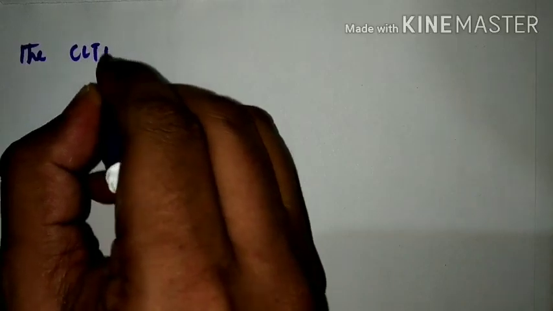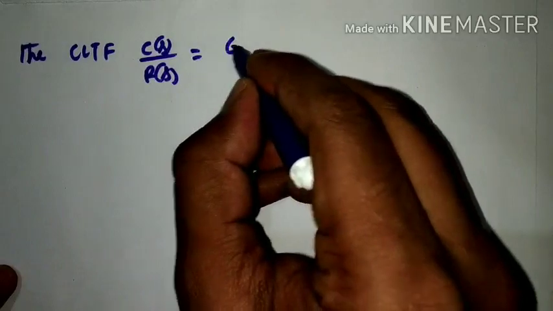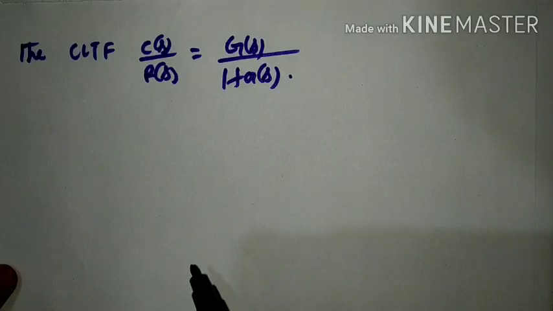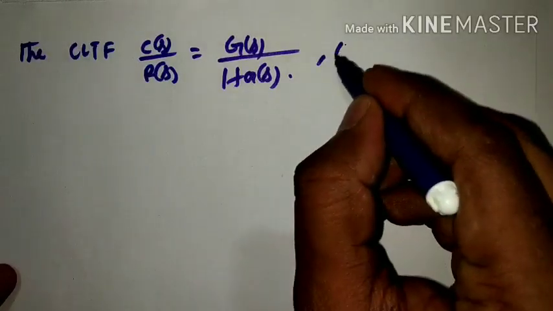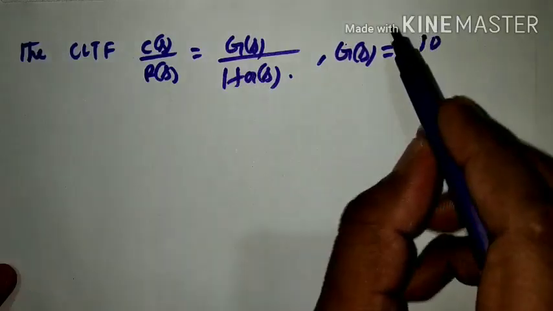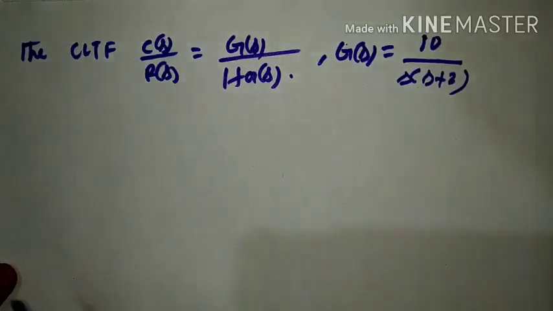So here, from the unity feedback control system, the closed loop transfer function C of s by R of s is equal to G of s by 1 plus G of s. So here H of s is equal to 1. Okay, if we substitute G of s is equal to 10 by s into s plus 2, so substitute here.